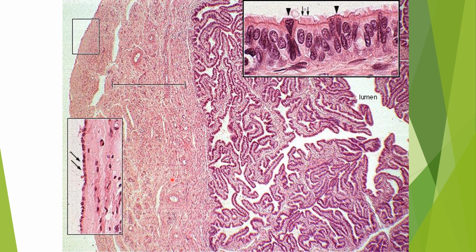Regarding this muscularis layer, it has inner circularly arranged smooth muscle cells and outer longitudinally arranged smooth muscle cells, and outer to this muscularis is a serosa. You can appreciate this serosa in this higher inset which shows higher magnification of the serosa, and also appreciate the mesothelium.